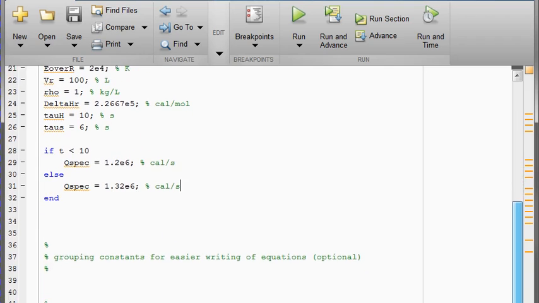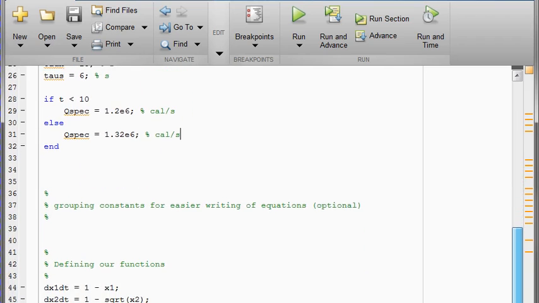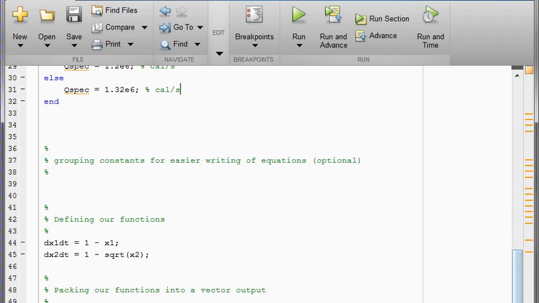Now, one thing that's true about this problem is that there are a lot of different parameters there. The equations are a little bit hairy to work with, and so what we want to do is group together some of these constants for easier writing of the equations. So how should we do that?